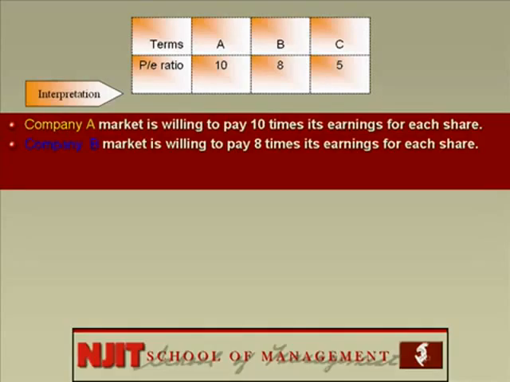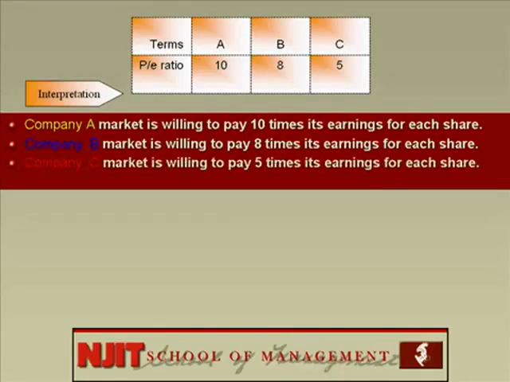Company B, P/E ratio of 8, the market is willing to pay 8 times its earnings for each share. Company C, P/E ratio 5, the market is willing to pay 5 times its earnings for each share. So investors have greater confidence in A, even though it's smaller now.